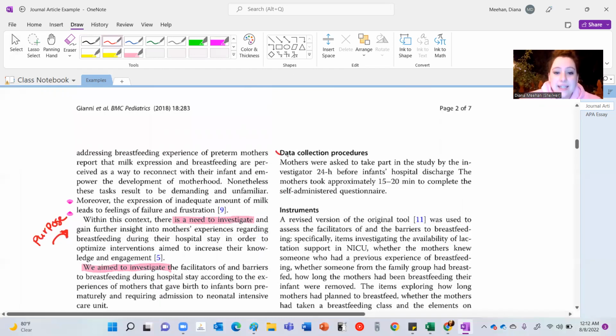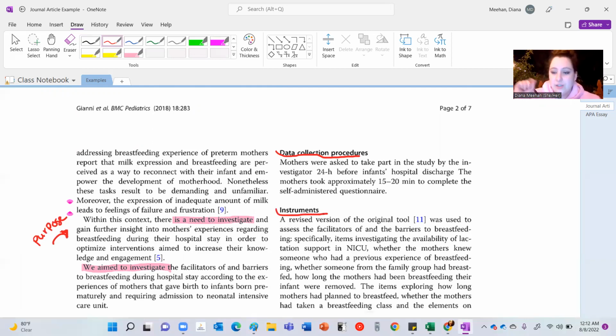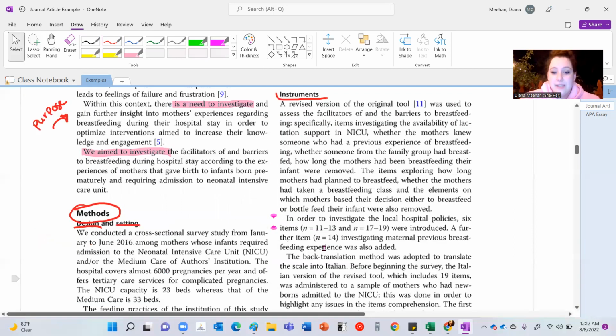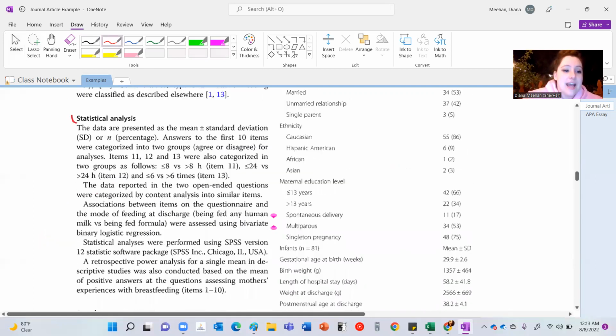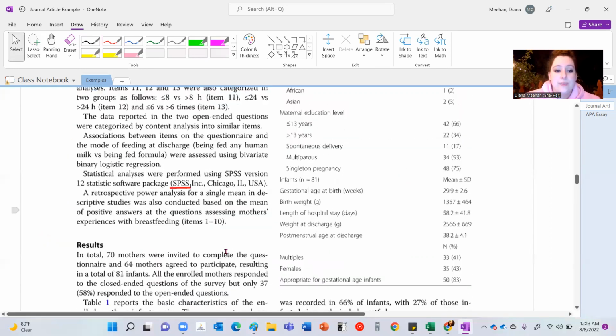How data was collected, any type of instruments used. So if questionnaires were used, what surveys were used, if there was anything to measure something in the body, whatever was used in the experiment gets detailed in the methods. As well as statistical analysis. So how they went about analyzing the data. So if they used a program, you can see right here, they used SPSS for the statistics, things like that. They will let you know here. So any type of statistical programs that they use.